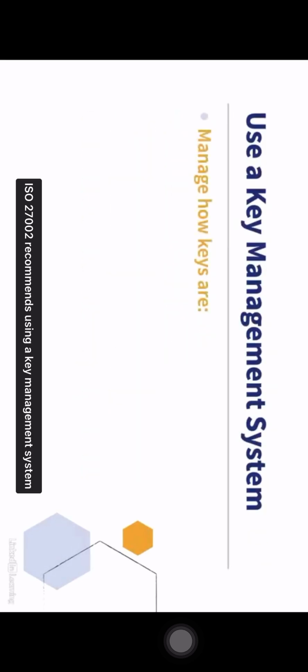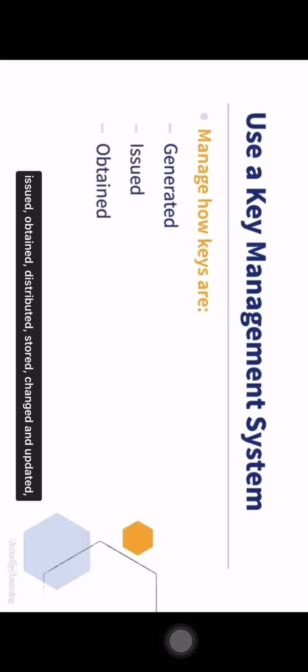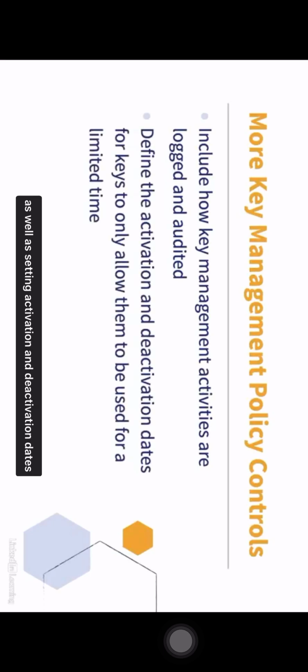Speaking of key management, ISO 27002 recommends using a key management system, or KMS, to manage how cryptographic keys are generated, issued, obtained, distributed, stored, changed and updated, handled if compromised, revoked, recovered, backed up or archived, and destroyed. Your organization should also establish clear procedures for logging and auditing key management activities, as well as setting activation and deactivation dates for keys to only allow them to be used for a limited time.